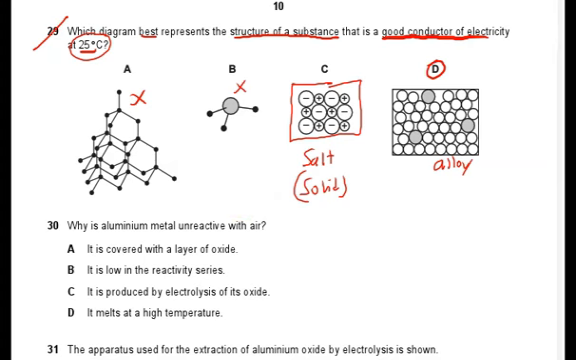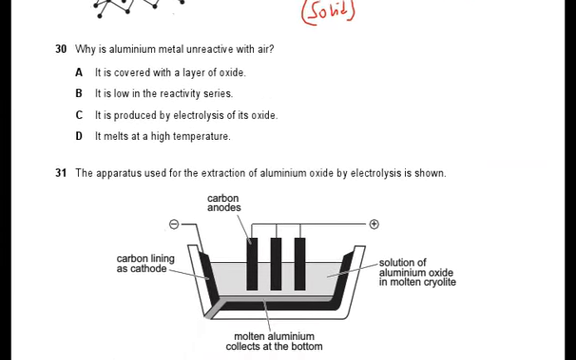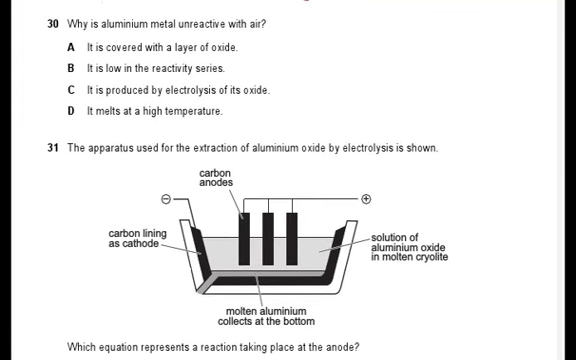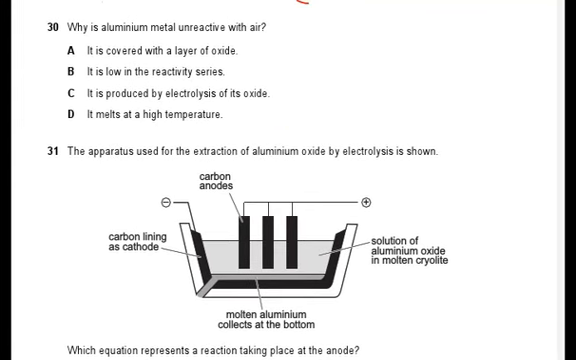Okay, now look at the next one, 30. Why is aluminium metal unreactive with water? Because aluminium has a characteristic where, for example, the piece of aluminium sheet will form a layer of aluminium oxide. They'll have a layer of oxide for themselves to protect against further oxidation. So the best answer here will be A.